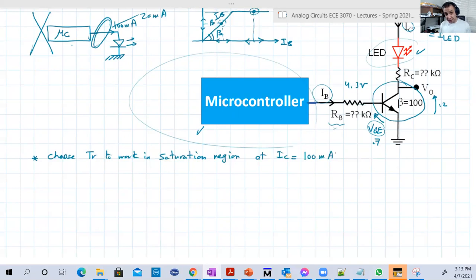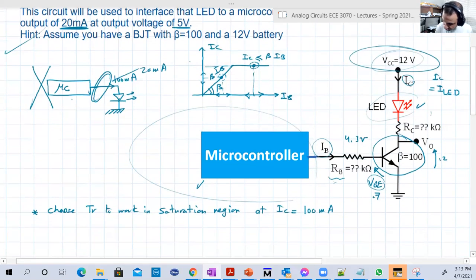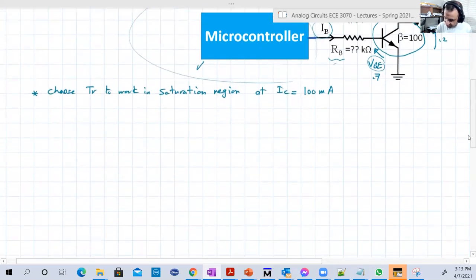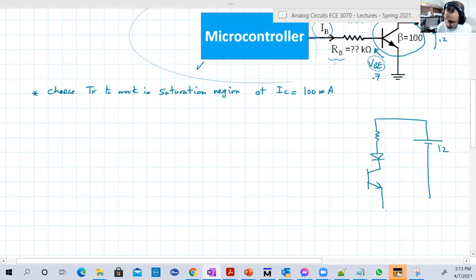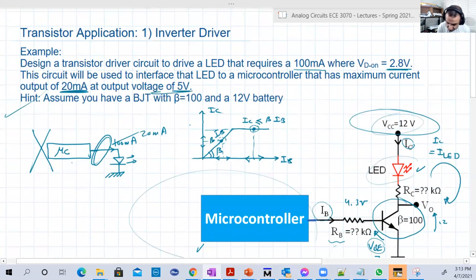Based on that choice, can we determine something? Yes, we can determine RC. Not just for the outer loop here, we can draw it again. This is VCC, it's basically a battery. And you can just replace this microcontroller with just its output, 5 volt. As the question says, when we drive the LED, there will be a five volt output of the microcontroller.